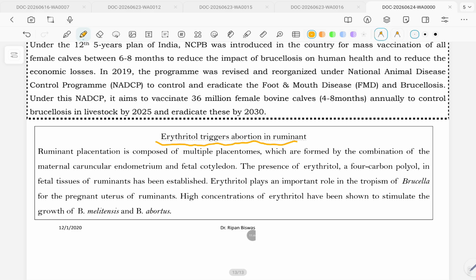Erythritol plays an important role in the tropism of Brucella for the pregnant uterus of ruminants. High concentrations of erythritol have been shown to stimulate the growth of Brucella melitensis and Brucella abortus.